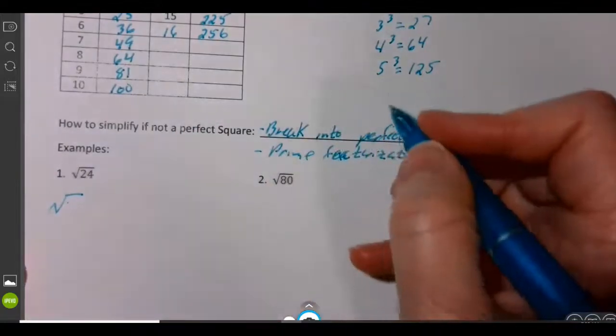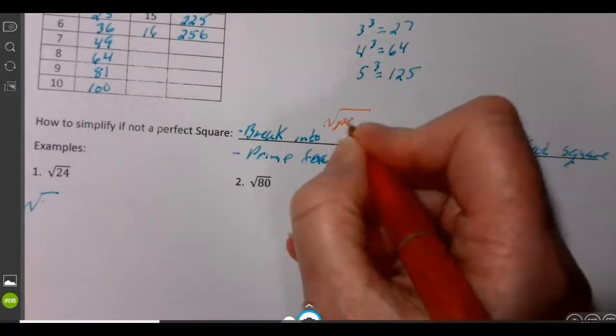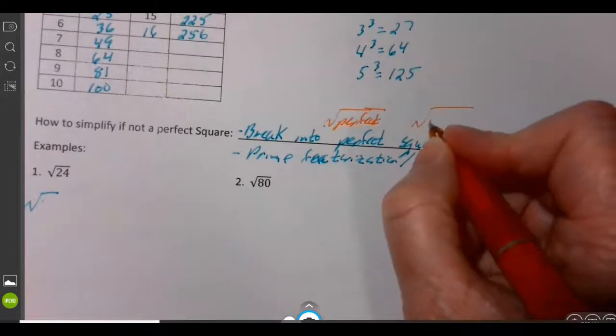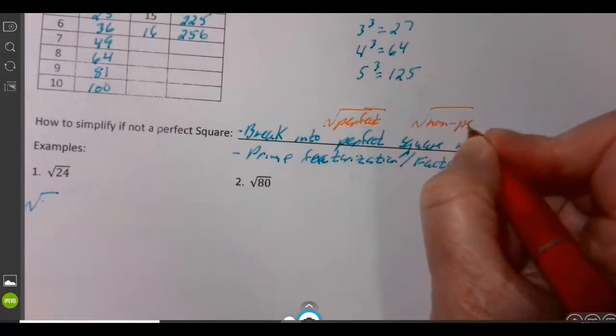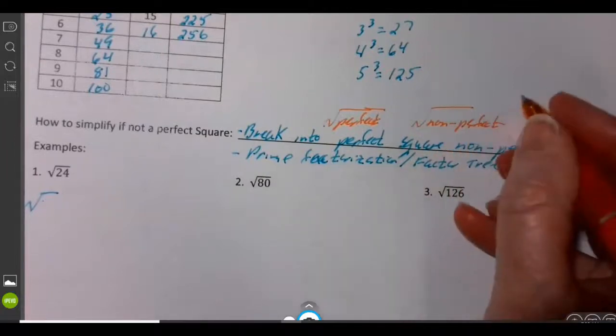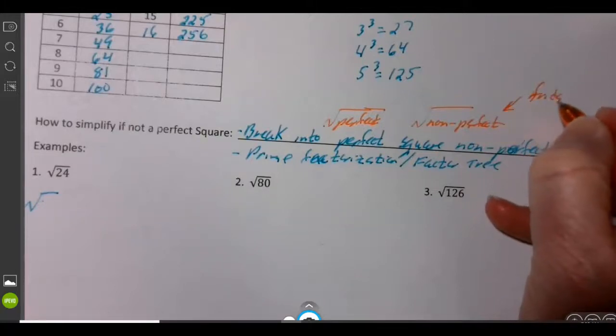Okay, so when I say this, I break it into perfect square, non-perfect square. Okay. This is the refrigerator, okay? This is where the leftovers are. So this is the fridge. Put the leftovers in there.